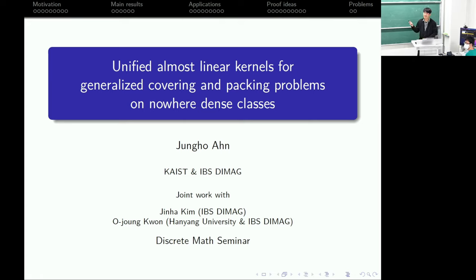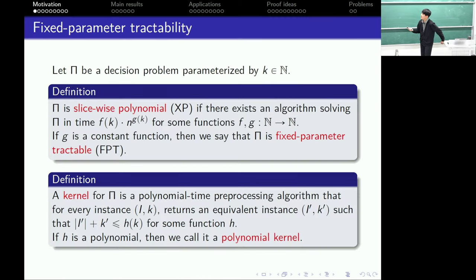Since the definition of a kernel is different from that of the internal workshop, I want to recap the definition for some fixed parameter tractability. So let pi be a decision problem, meaning that the answer is either yes or no, and it is parameterized by a non-negative integer k. We are going to say that this problem is slice-wise polynomial, or XP for short, if there exists some algorithm solving that problem in time f(k) times n to the g(k).